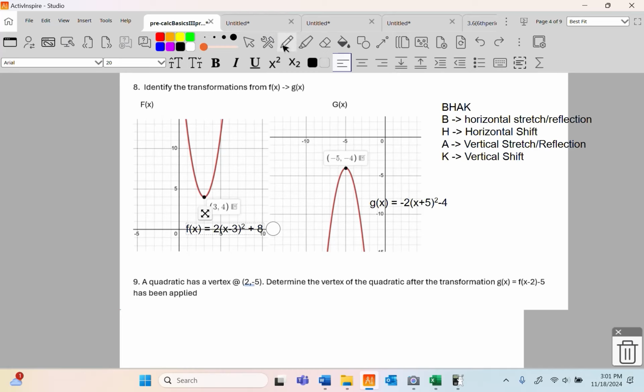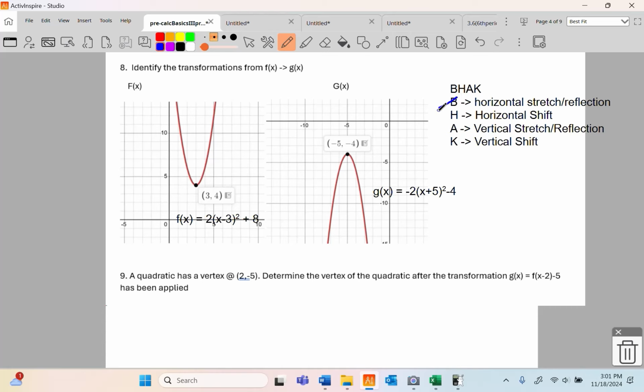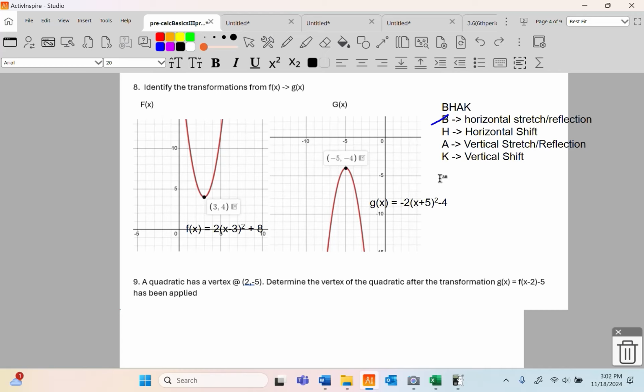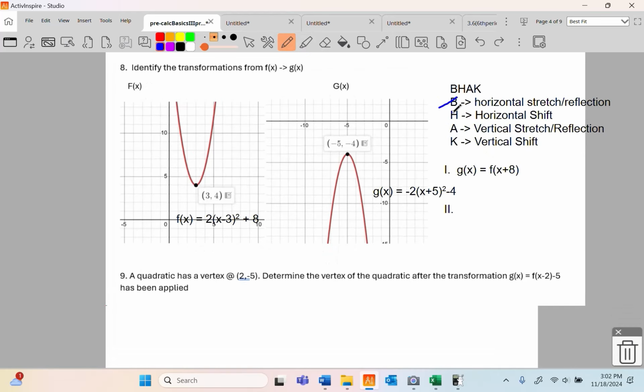All right, so there isn't a B. There's no evidence of a horizontal stretch or reflection. There is a horizontal shift. So the first thing we did is we took f of x and we shifted it all the way to the left. We actually subtracted 8 from 3, so it's actually x plus 8. Fun times. That takes care of that.